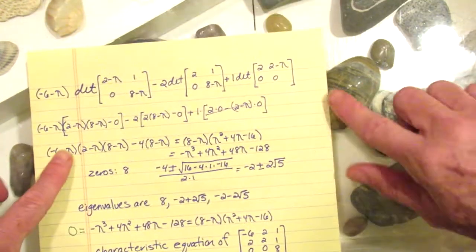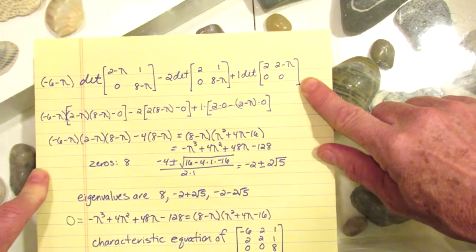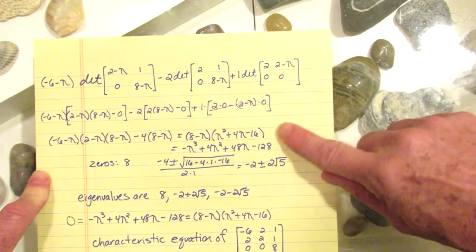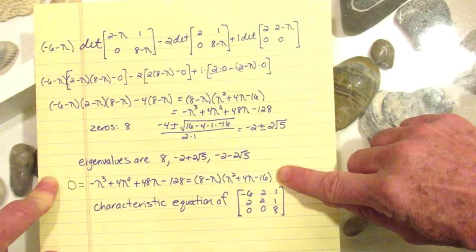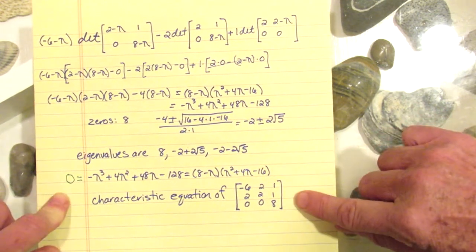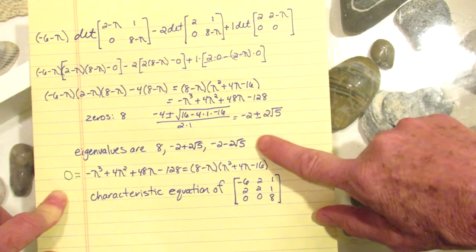And if you then work out that determinant using cofactors or whatever method you would like, you end up with a polynomial, and that polynomial set equal to 0 is the characteristic equation of the matrix. The zeros of it are the eigenvalues.